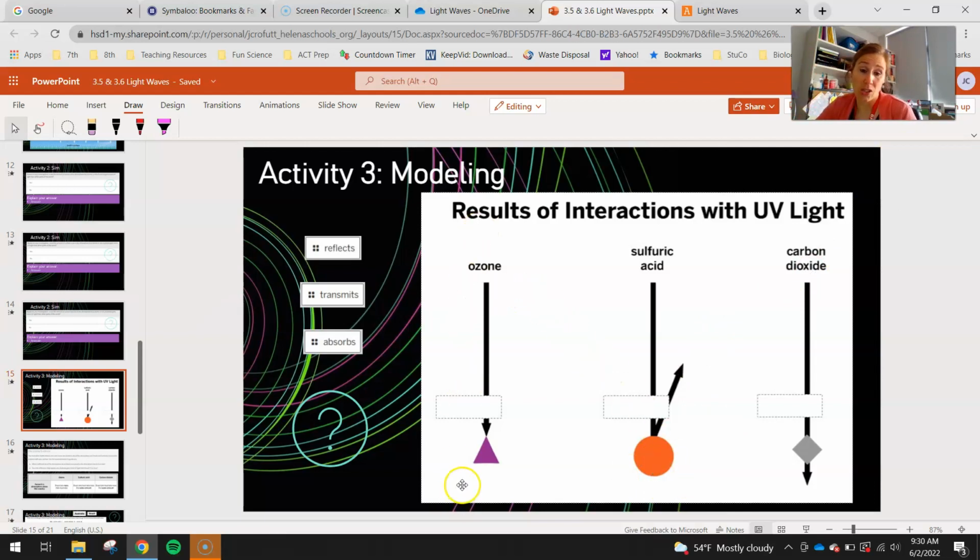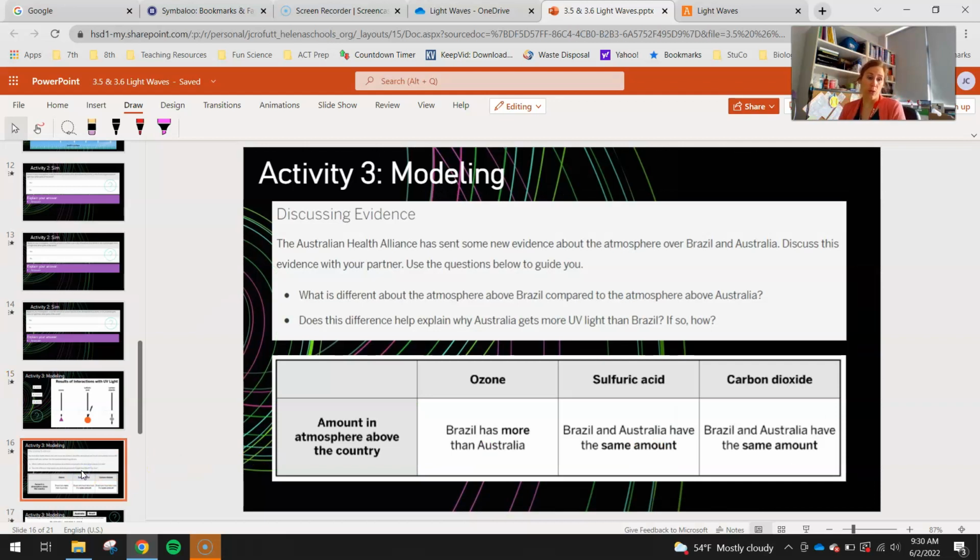And then obviously UV light is absorbed by ozone. So if we have more ozone, that's good because more UV light's absorbed. If we have less ozone, that's bad, meaning that more UV light could potentially not be absorbed and get through to the Earth's surface. Okay, so here's some data that we found about the atmosphere in Australia.